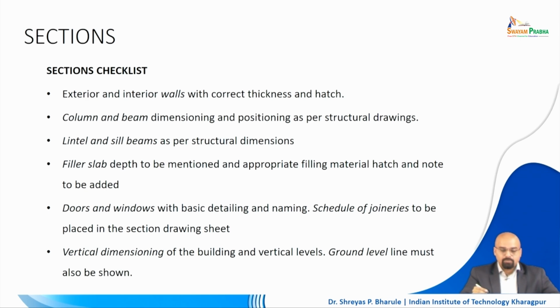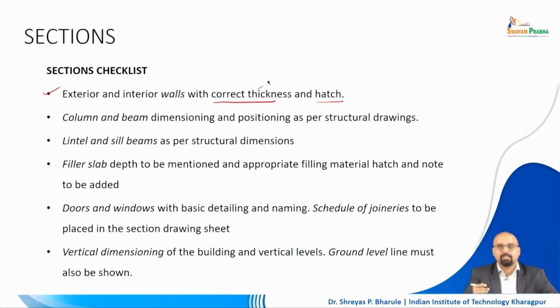Now, this is the checklist of all the things that are to be there to call it a complete section. So, any drawing that you are going to create should have all of these different details to call it a complete section, right. So, the first one is your exterior and interior wall should be of correct thickness and the correct type of hatch, right. Now, correct thickness is fine.